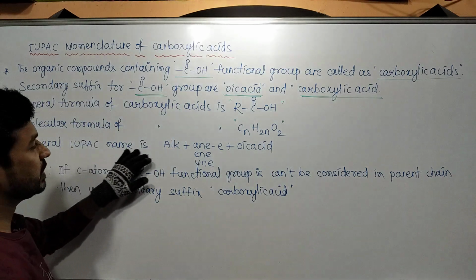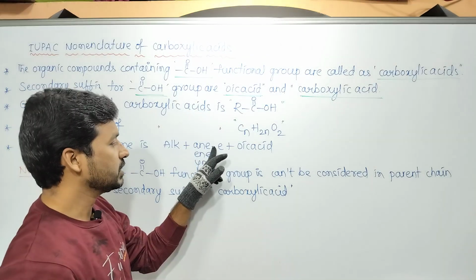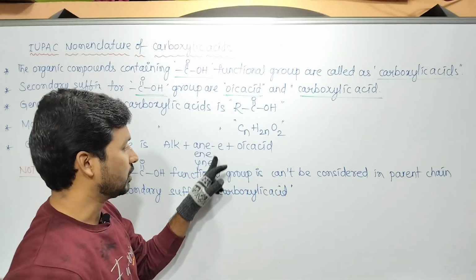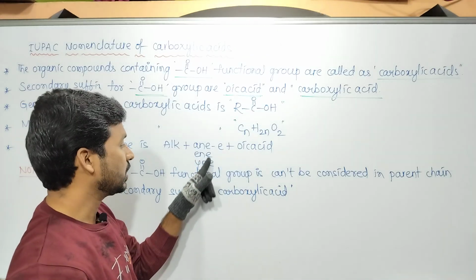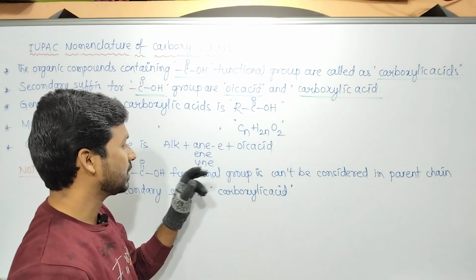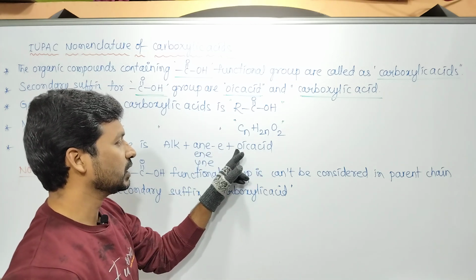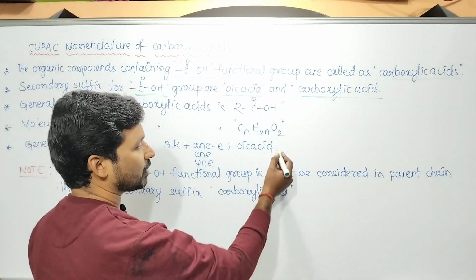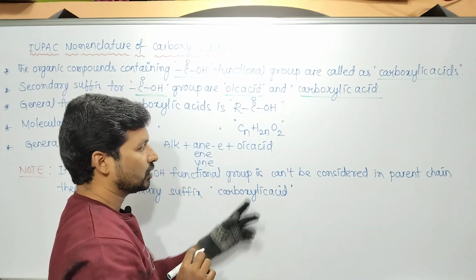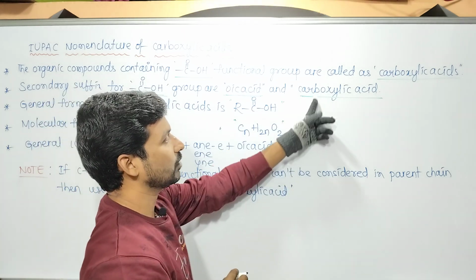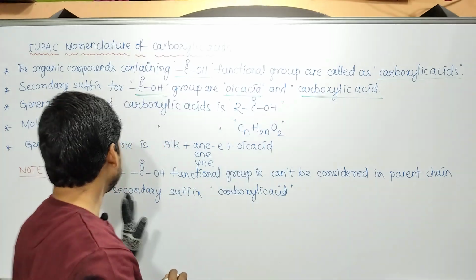Next, the general IUPAC name is alk plus ane, ene or yne, using the suitable primary suffix. Then remove the E if the secondary suffix begins with a vowel. If the secondary suffix is carboxylic acid, do not remove the E.